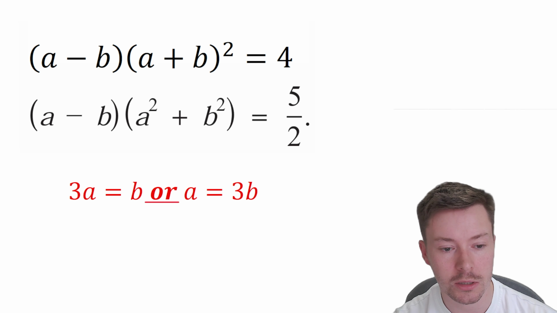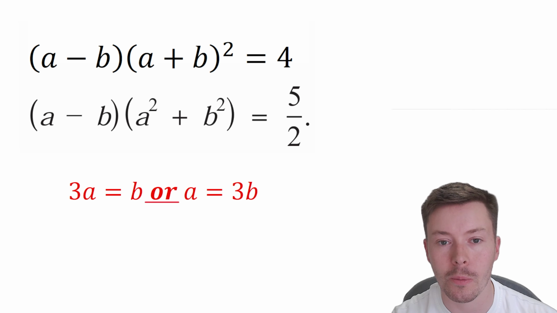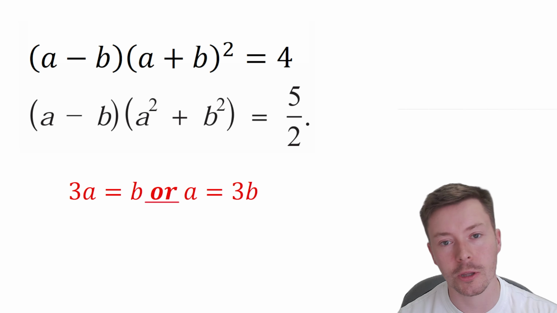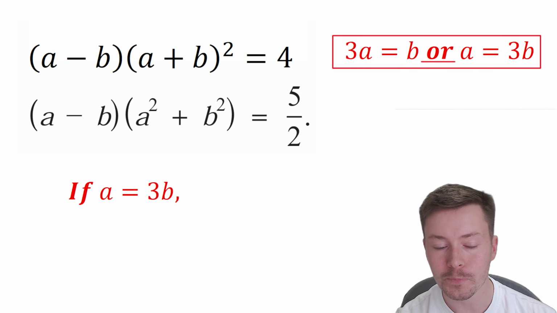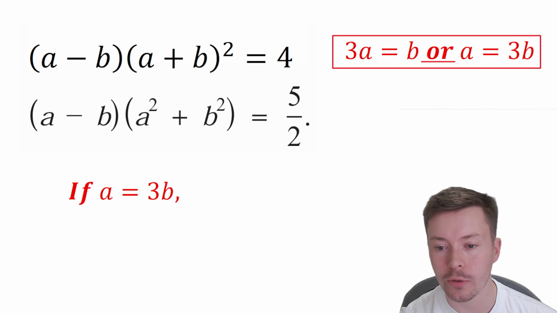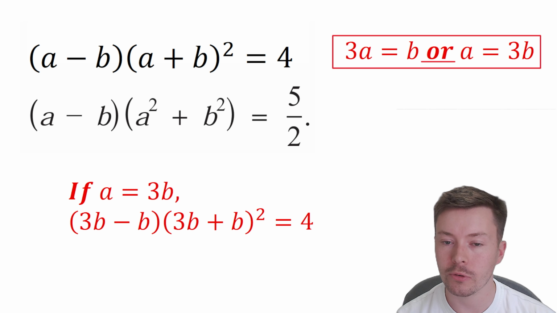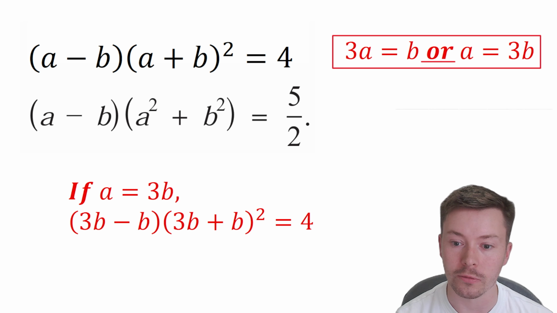So we're going to deal with these like we would in any other type of maths. We're going to deal with one scenario first and look at what solutions that might give us, and then look at the other scenario and see what solutions that will give us. So first of all, we're going to consider a is equal to 3b. And if a is equal to 3b, we're going to substitute that into the first equation, and we're going to get this: 3b minus b times 3b plus b all squared is equal to 4.